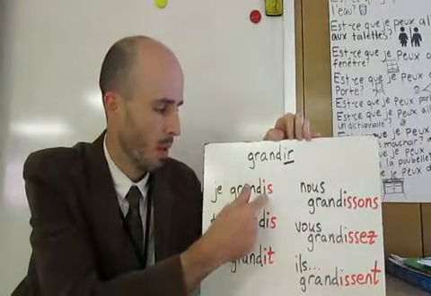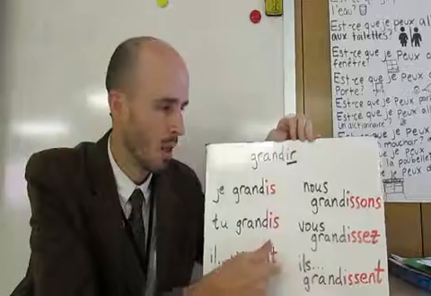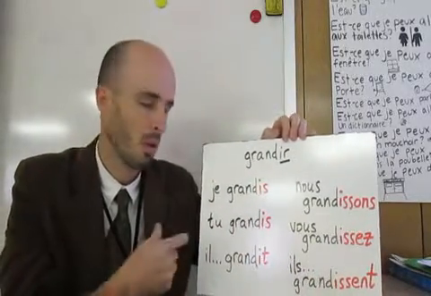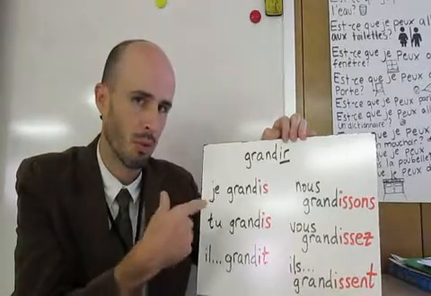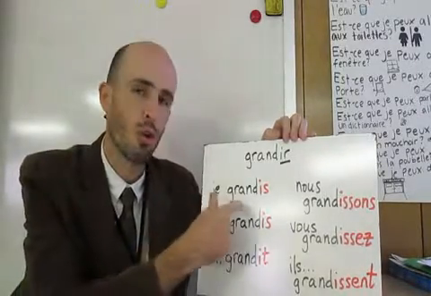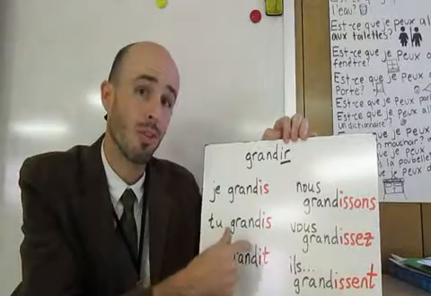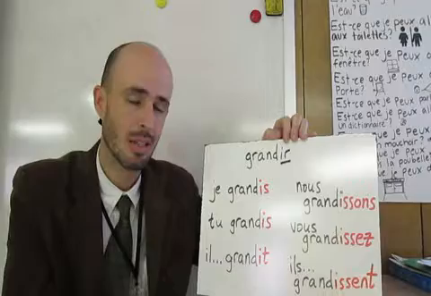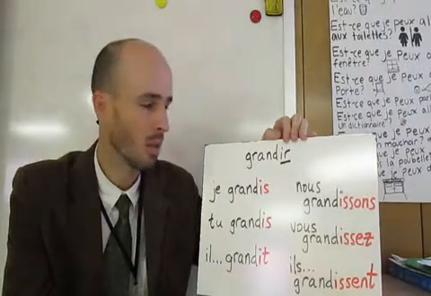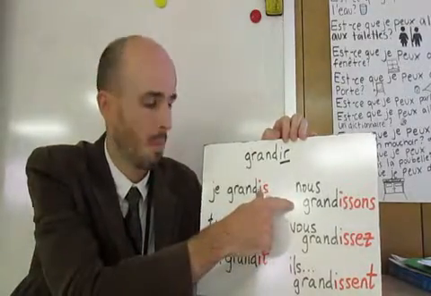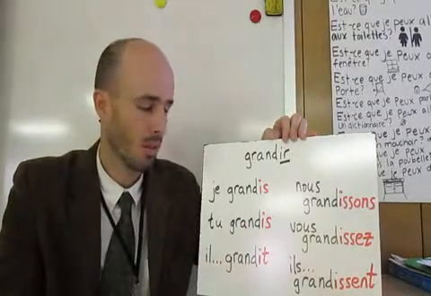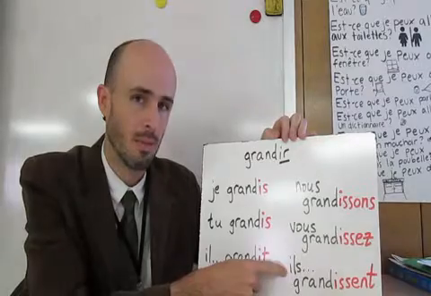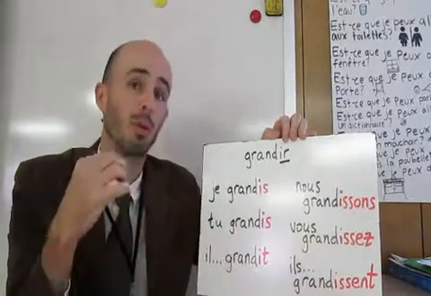So you have the endings. So let's read them together. Repeat after me. We'd have je grandis, tu grandis, il grandit, elle grandit, on grandit, nous grandissons, vous grandissez, ils grandissent, elles grandissent. Okay? Again, repeat with me clearly.